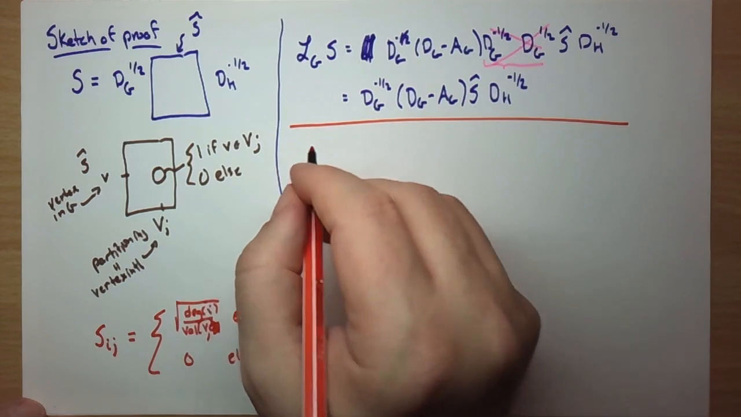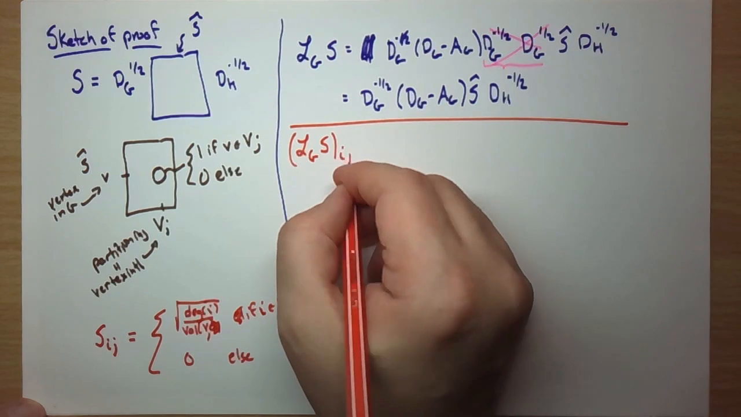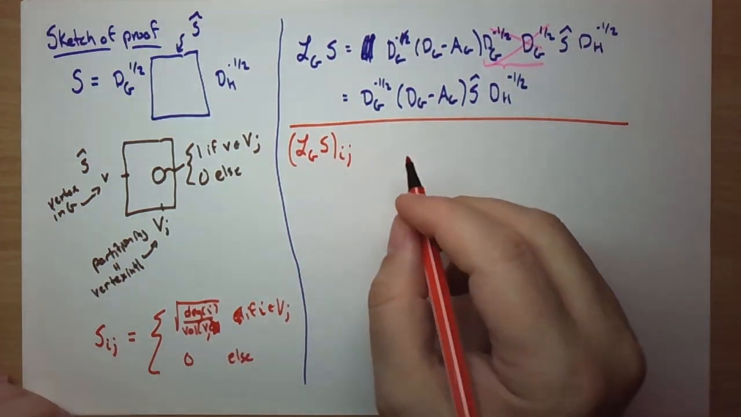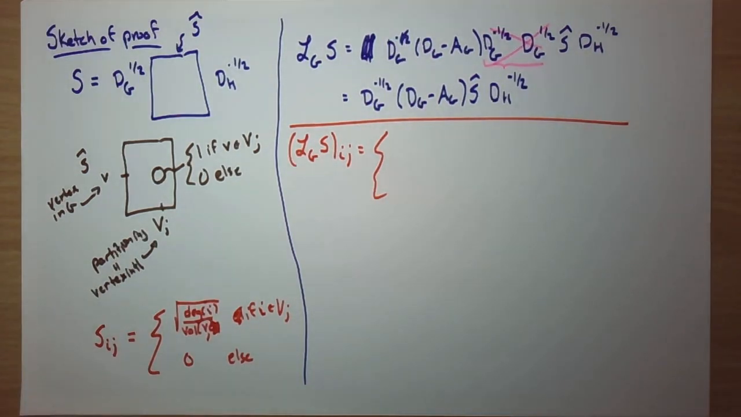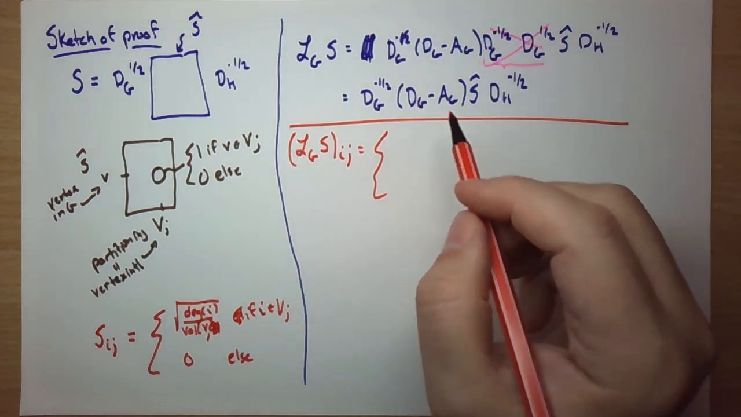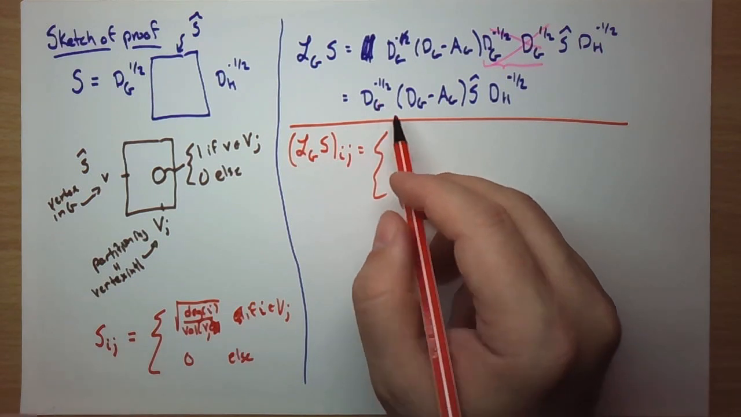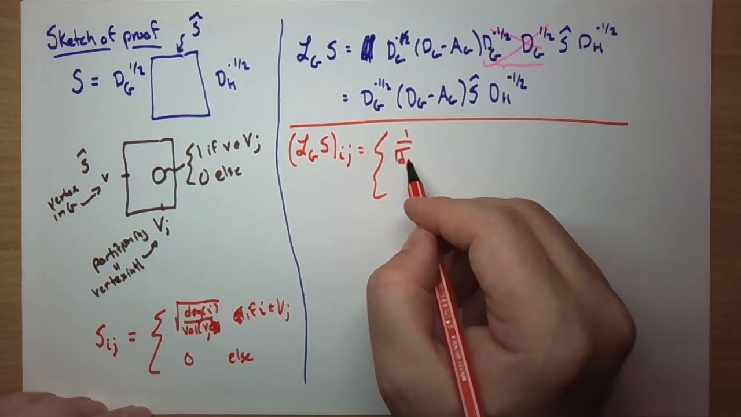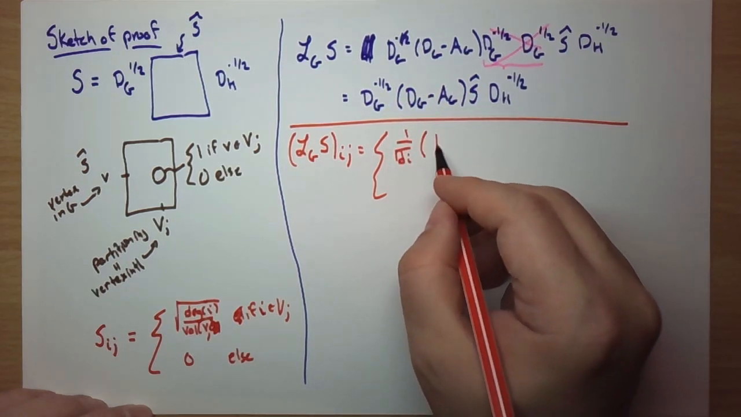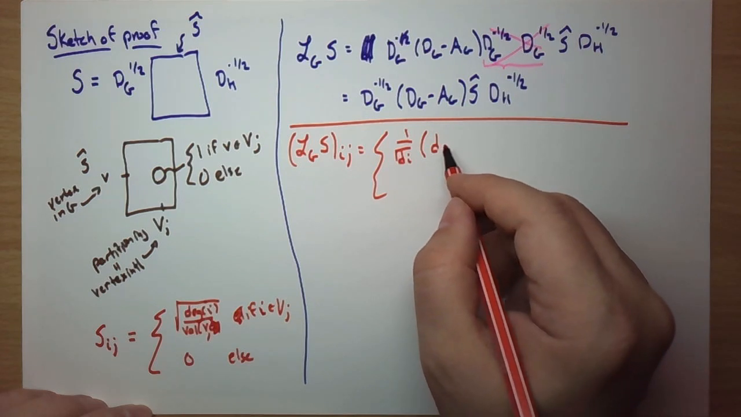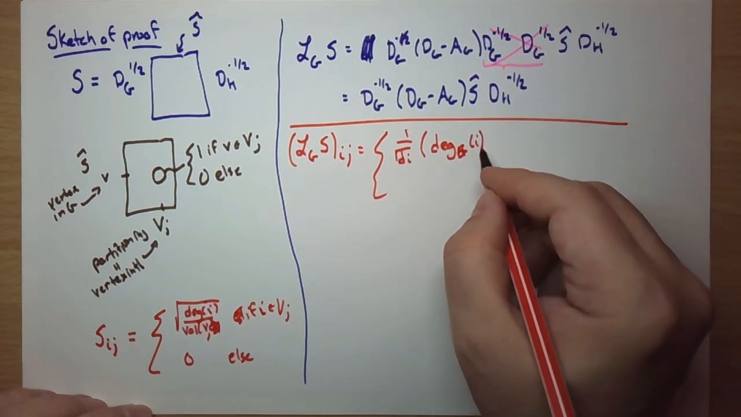Ooh, I don't know if we'll make it, but we'll give it a good try. So L_G S hat, I claim there's a couple of cases. Well, first off, we're going to be multiplying on the left by 1 over the square root of degree i, and then we're going to have our degree in G of i.